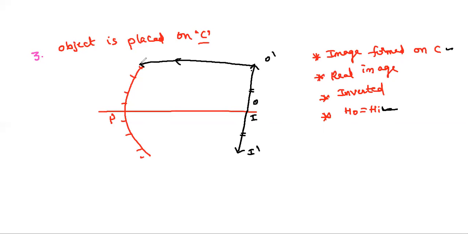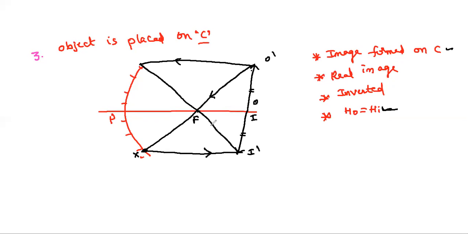After reflection it will pass through focus. So this is our focus. Now take the second ray which is passing through focus from the top of the object. Now connect the point X and I dash so that you will get the image diagram clearly. And don't forget to represent the ray direction. This is the technique to draw the ray diagram when the object is placed on C in front of a concave mirror.